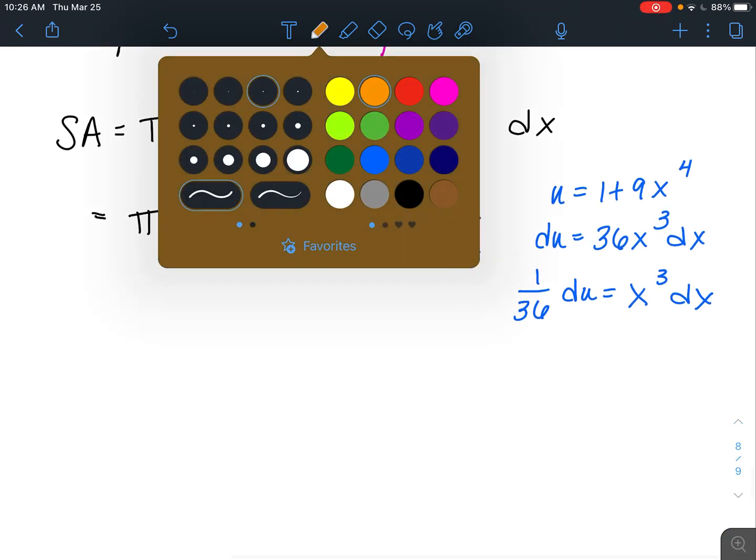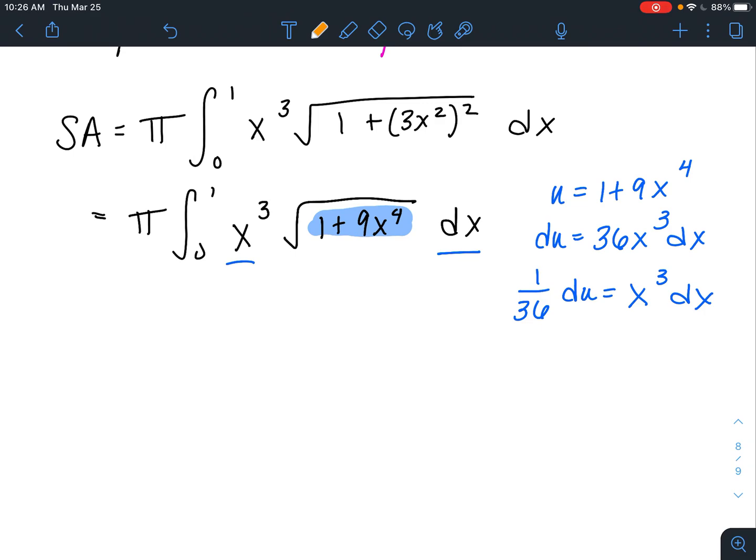I always like to change my limits of integration for these definite integrals because it makes life so much easier, since you don't have to put it back into x's. So if x is 0, u would be 1. And if x is 1, that's 1 plus 9, which is going to be 10. Okay, so u is 10 there.